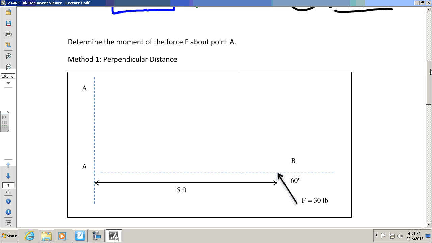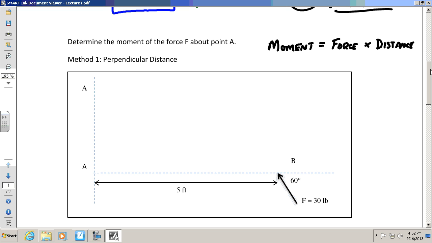Here we go. It says determine the moment of the force about point A, using the perpendicular distance method. Now, what I'm going to tell you intuitively here, and I haven't given you any stuff yet, but before I give you equations, I want you to think about this. I want you to say, okay, the moment is equal to the force times the distance. Force times distance. Moment is equal to force times distance.